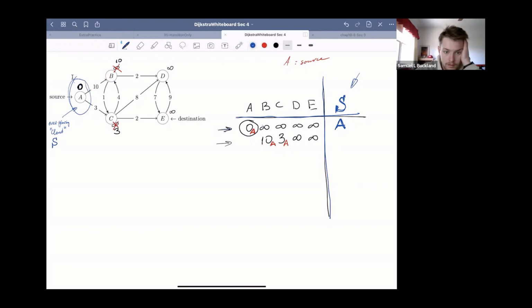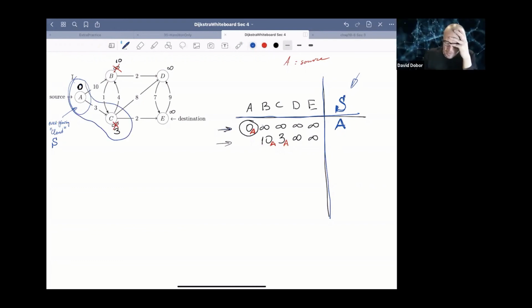C. Yes, C is the smallest element. So here I include C and put it onto my S. Once I put it on the cloud, this blue set S represents the cloud. So I put a C there.